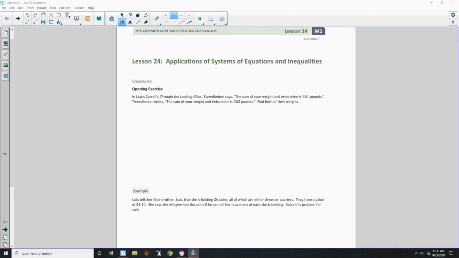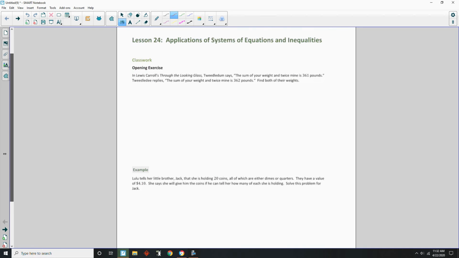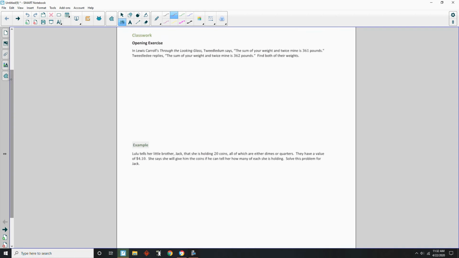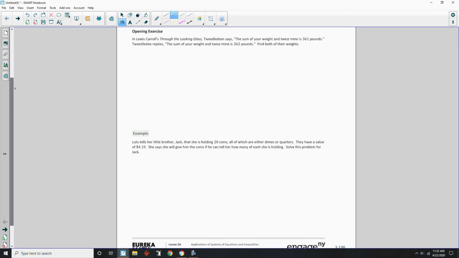Okay, welcome to Lesson 24, Applications of Systems of Equations and Inequalities. So now we're applying our knowledge to real-world situations. So the opening exercise says, in Lewis Carroll's Through the Looking Glass, Tweedledum says, the sum of your weight and twice mine is 361 pounds. Tweedledee replies, the sum of your weight and twice mine is 362 pounds. Find both of their weights.